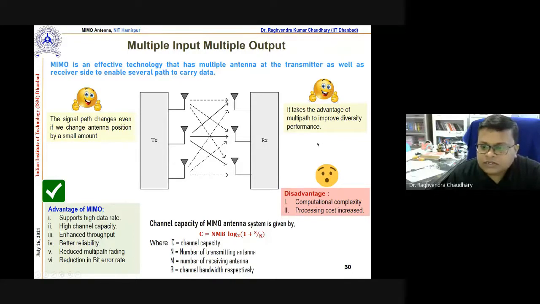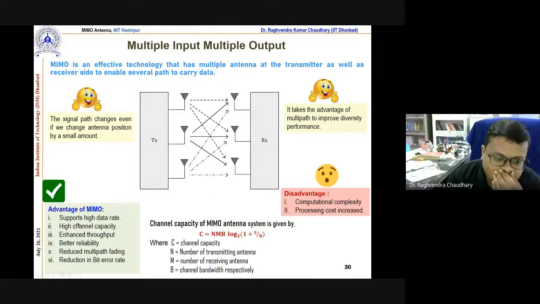Now it comes with some disadvantages as well. One is the computational complexity. It's very high, and we are talking about massive MIMO again. The processing cost, fine. Now it comes with certain advantages as well, like it supports very high data rates, correct? I'll explain how: high data rate, high channel capacity, enhanced throughput, better reliability, and reduced multi-path fading and bit error rate.